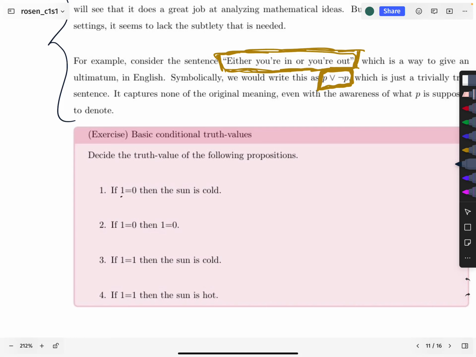Of course, this is a false sentence, and the sun is cold is a false sentence. And so on. This is a true sentence and so on. And so using the rules for true and false sentences that we have given for conditional propositions, go ahead and determine the truth values of these propositions.